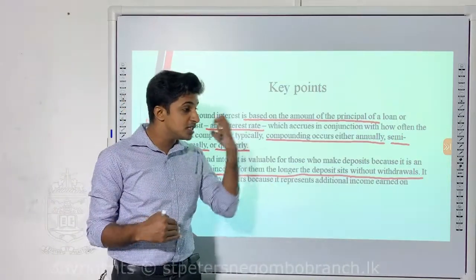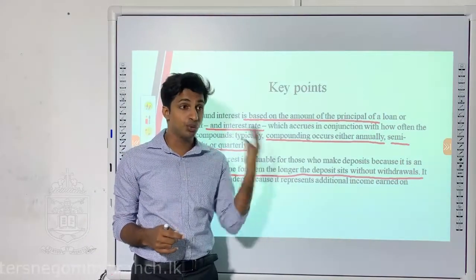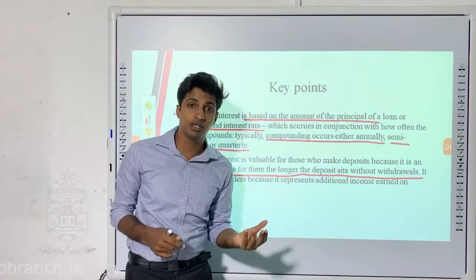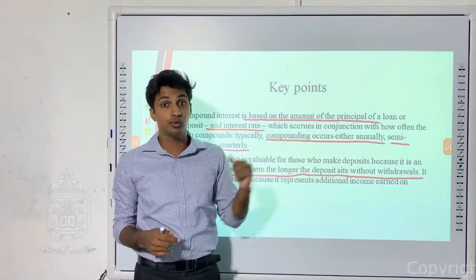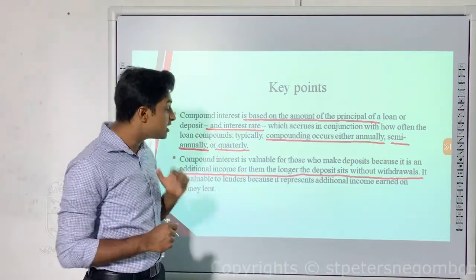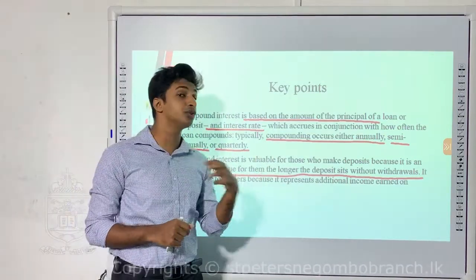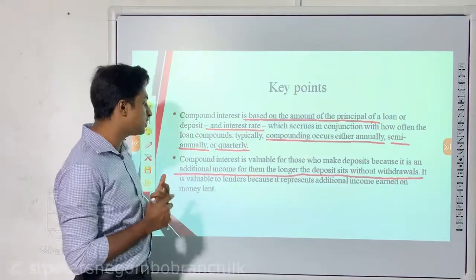Now, if I deposit 10,000 in a monetary company which pays a compound interest of rupees 2,000 by the end of 2 years, I will have about 14,000. But I have only deposited 10,000. That is what they say. It is very valuable for those people who are making deposits, right? Because it is an additional income for them.